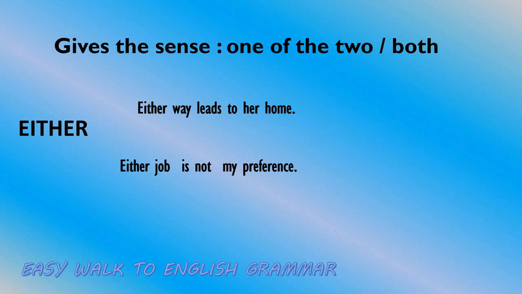In another example, either job is not my preference. What does this sentence mean? There are two jobs, and I don't like both the jobs. I mean I don't like job A and I don't like job B. Hence, we get the idea of one of the two, or both. That's the sense the determiner either gives us.